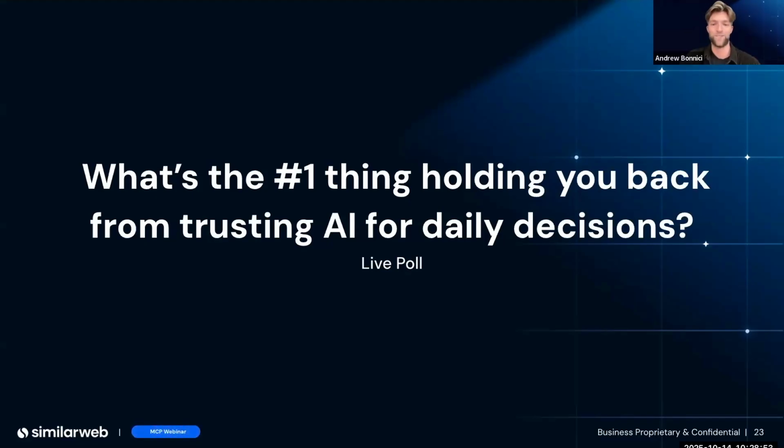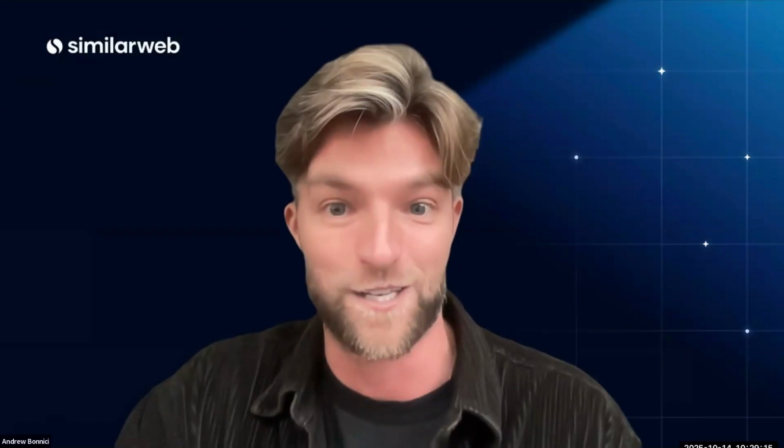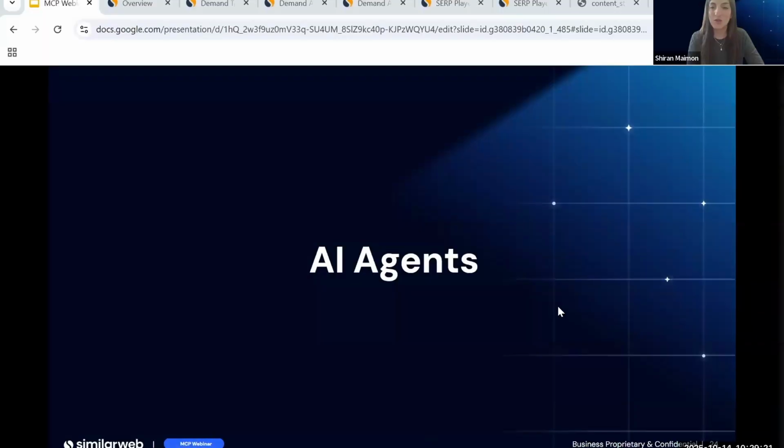Okay, cool. So I've shown you everything around MCP so far, and that's how you can bring Similarweb data into your own environments. But we've also put a lot of effort into creating ready-to-use agents in our web intelligence platform for some of your core use cases. So I'm going to hand you over to Sharan to take you through these now. So you're Sharan. Amazing. You see my screen, correct?